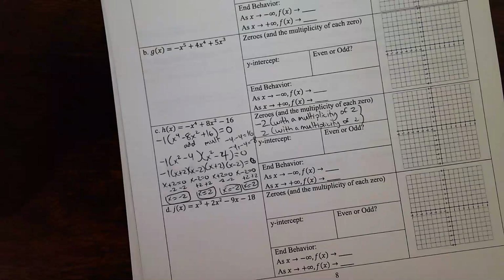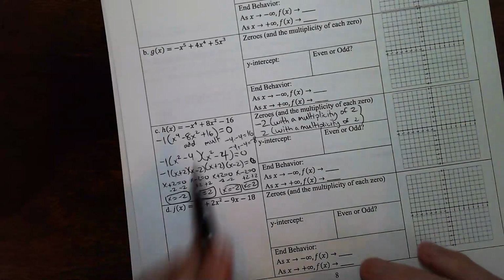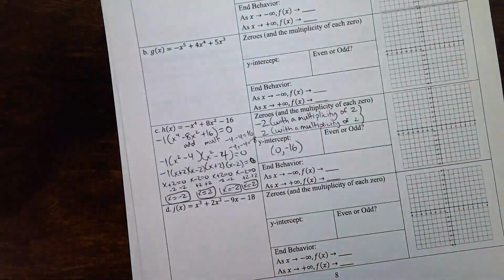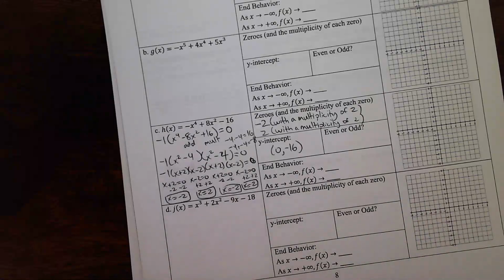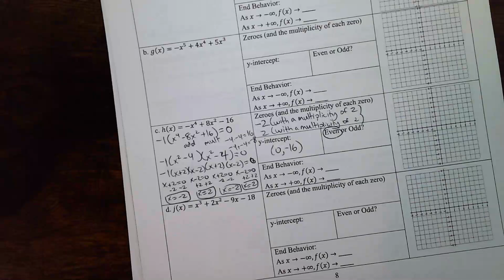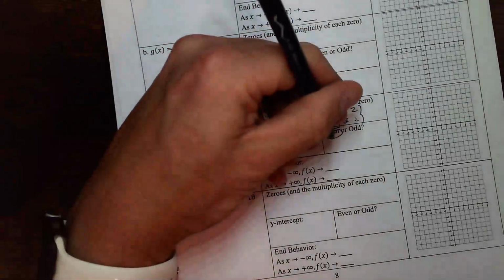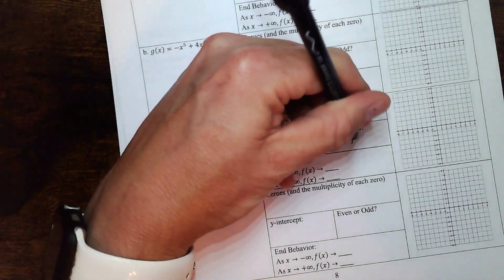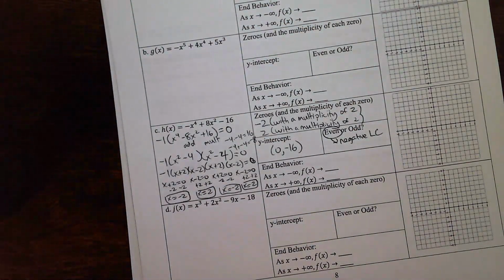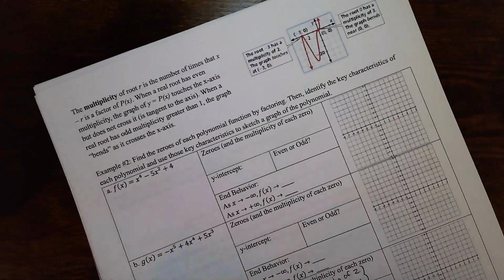Now we're going to look at some key characteristics. The y-intercept: remember, the y-intercept is just the last term. That's not going to help me too much on this because I'm not going to be able to plot 0, -16 on here. Is this even or an odd function? This is an even function, so it's going to have end behavior that goes in the same direction. And with a negative leading coefficient, what does that mean? That's going to affect our end behavior.